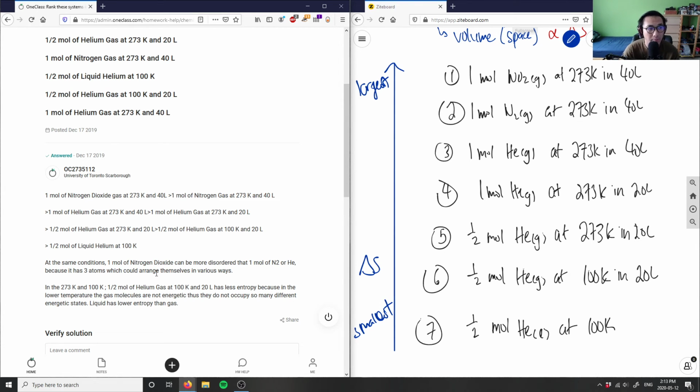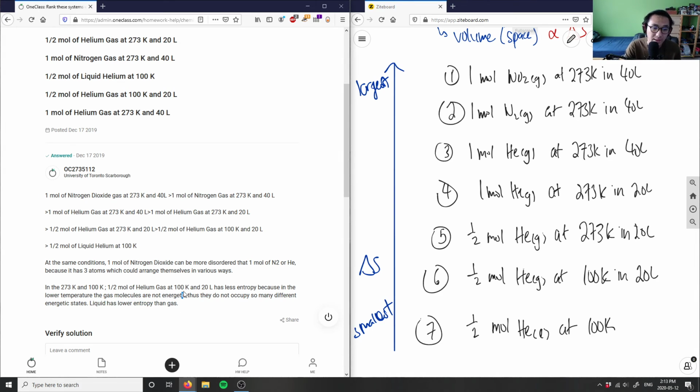So again, the larger the chemical structure, the more disorder it can contain. And this here, it says at 273 and 100 Kelvin, half a mole of helium gas at 100 K and 20 liters has less entropy because at the lower temperature the gas molecules are not as energetic. They don't possess enough kinetic energy, and they don't occupy that many energetic states. Or you can simply say there's more entropy because there's more kinetic energy being placed into the system. And as we know, Gibbs free energy and entropy are also related, right? Delta G equals delta H minus T delta S here.